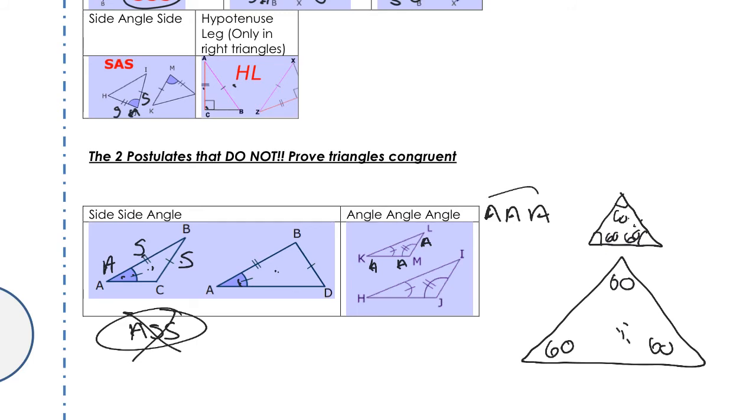So the 2 that don't work are angle, angle, angle, and ASS. So they're easy to remember because this is like a car company. This one spells a bad word. So those are the ones that don't work. So let's look on the inside right and how we would do this.